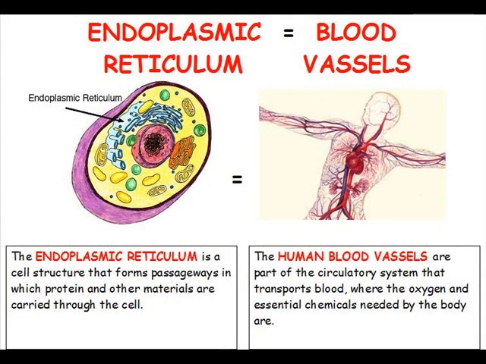The endoplasmic reticulum is a cell structure that forms passageways in which protein and other materials are carried through the cell. We can compare the endoplasmic reticulum to the human blood vessels because the human blood vessels are part of the circulatory system that transports blood where the oxygen and essential chemicals needed by the body are.